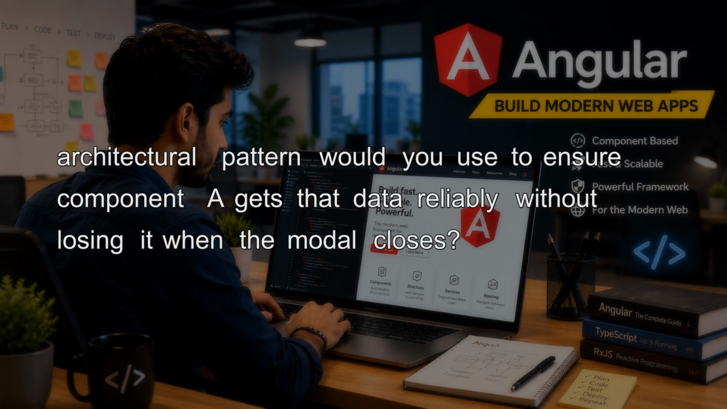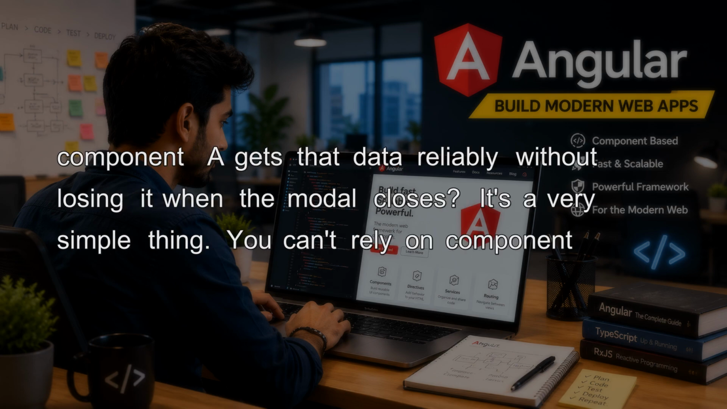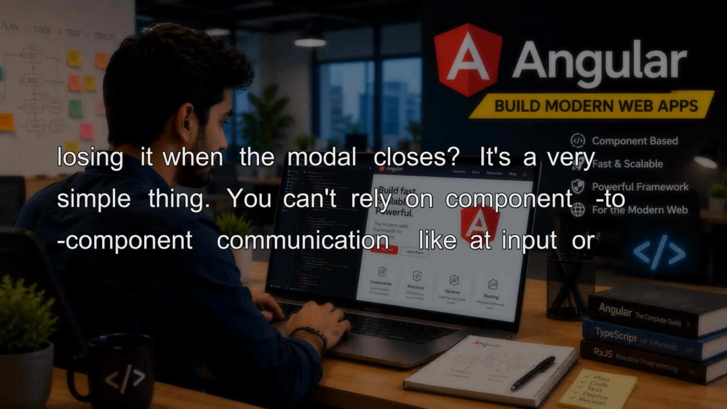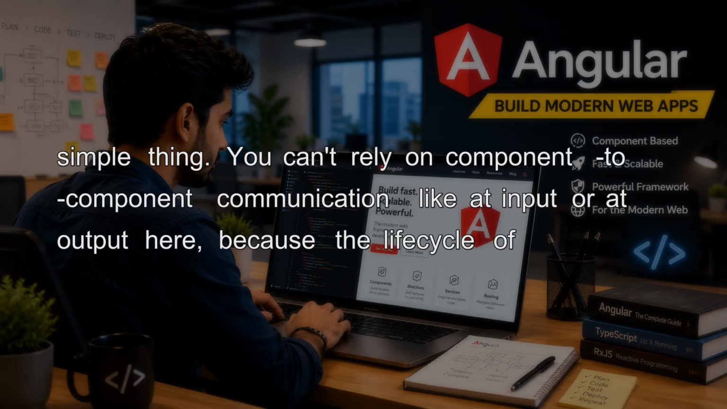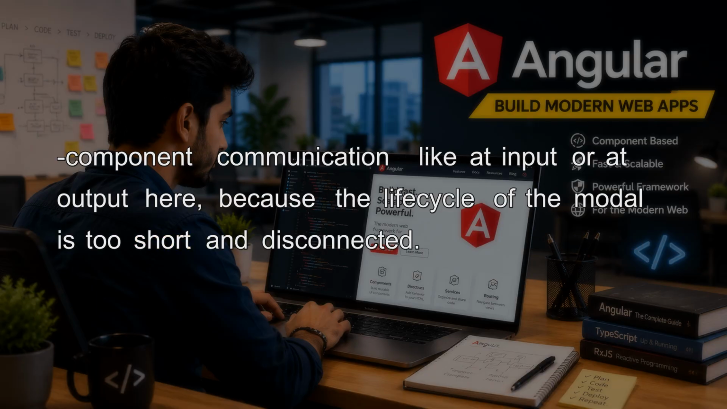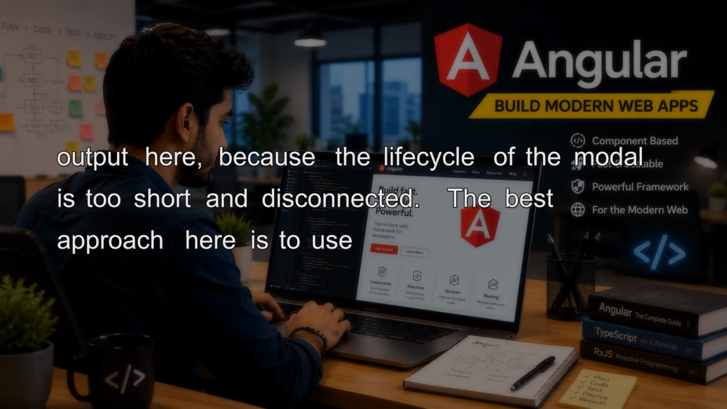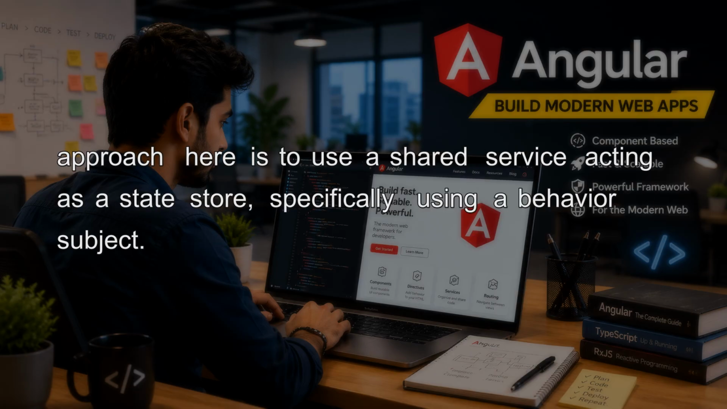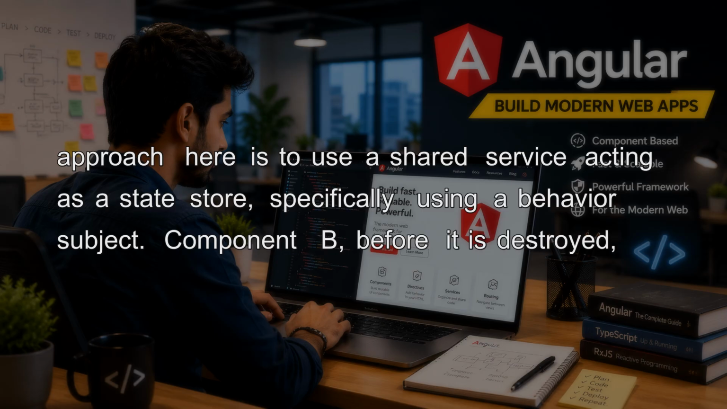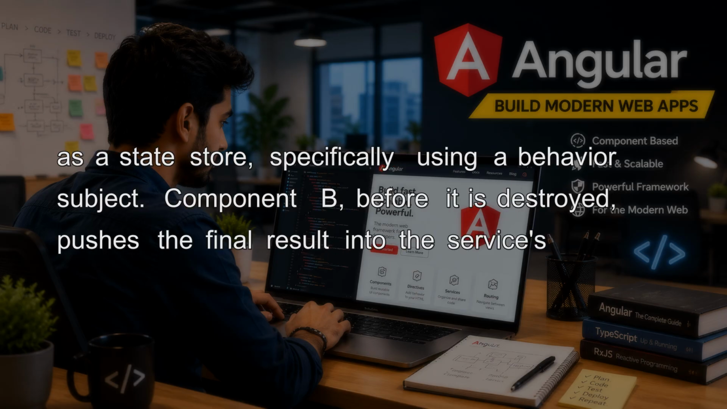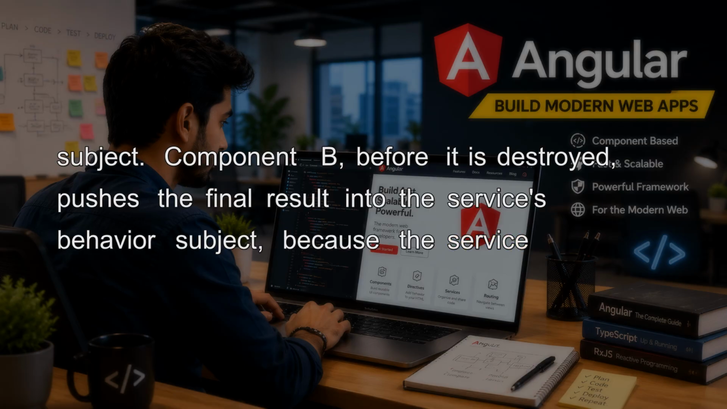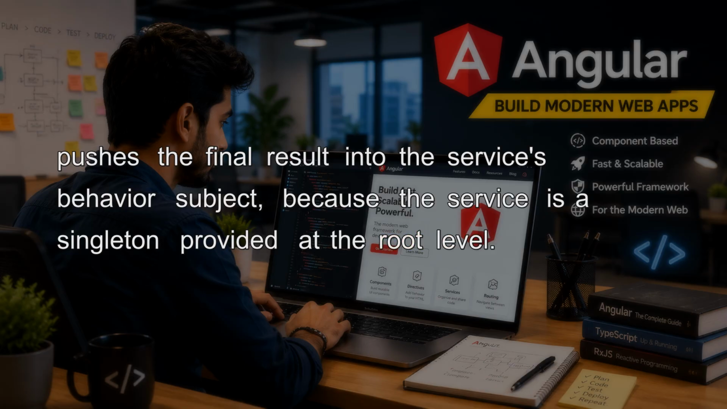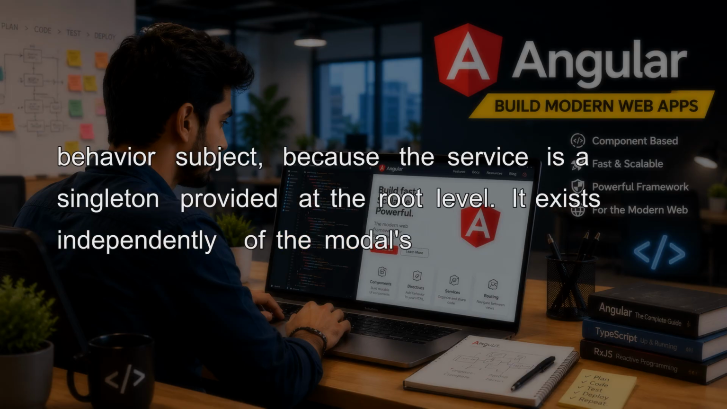closes? Since component B is transient, any state stored inside it is gone the moment the module closes. You cannot rely on component-to-component communication like @Input or @Output here, because the lifecycle of the module is too short and disconnected. The best approach here is to use a shared service acting as a state store, specifically using a behavior subject. Component B, before it is destroyed, pushes the final result into the service's behavior subject. Because the service is a singleton provided at the root level, it exists independently of the module's lifecycle.